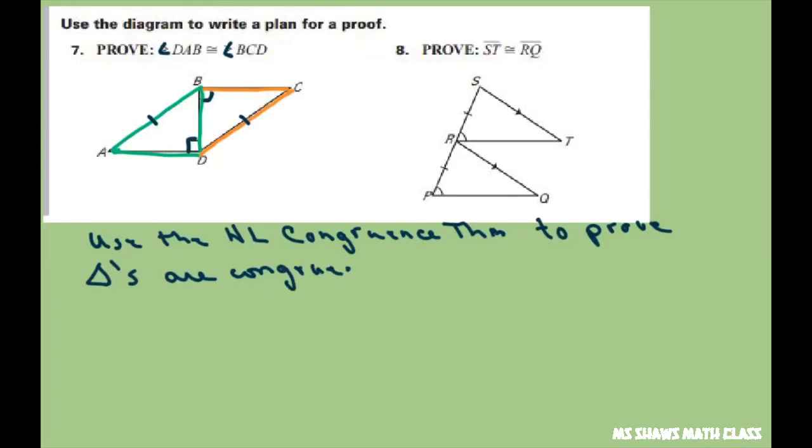And the way we can do that, remember on the hypotenuse leg congruence theorem, that all we need is the hypotenuse is congruent, and so is a side, or the legs. So this leg is congruent because they share this side. So we have, I'll just put 2 marks there. So we can use that to prove that the triangles are congruent.